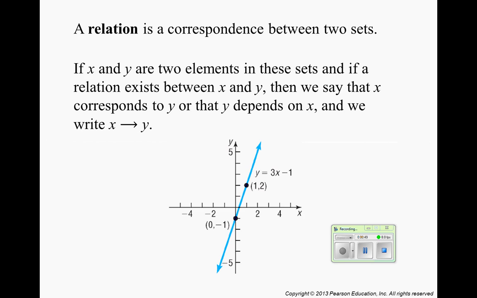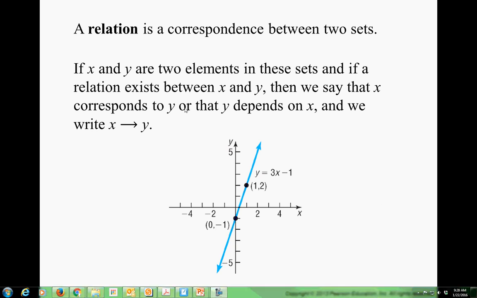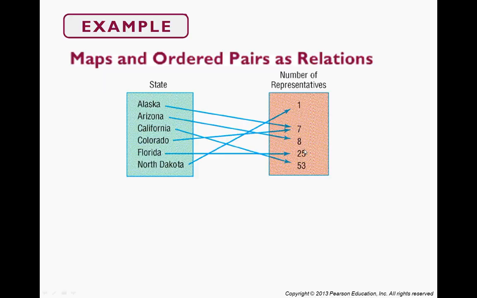If x and y are two elements in these sets, and if a relation exists between x and y, then we say that x corresponds to y, or that y depends on x, and we write x implies y. So a relation is a correspondence between two sets. So, maps and ordered pairs as relations.